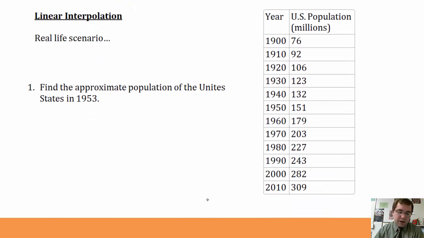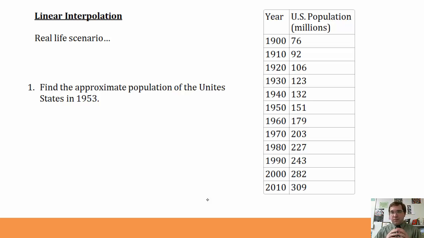Alright, now on to linear interpolation. Let's take this real-life scenario. I've got a table here with actual real-world data. The U.S. population estimated in millions for each of the years over the last 110 years. So notice the years go up by 10 every time. That's because the U.S. government takes a census of the population every 10 years. The last time they did it was in the year 2010. So that's the most recent data point I have.